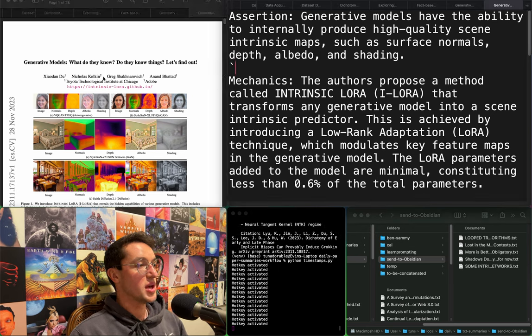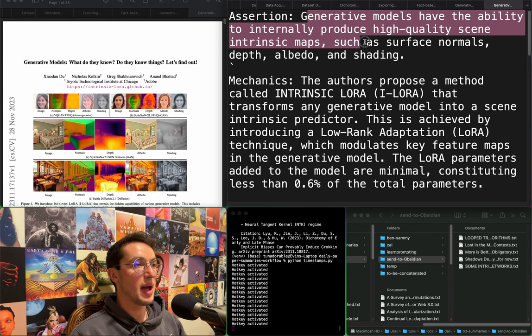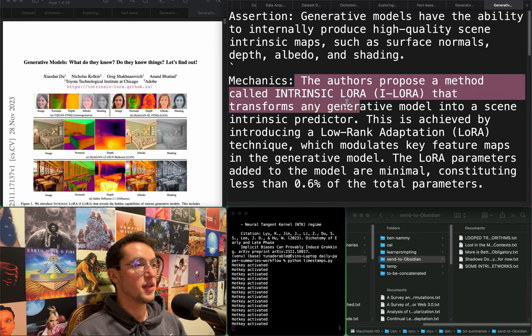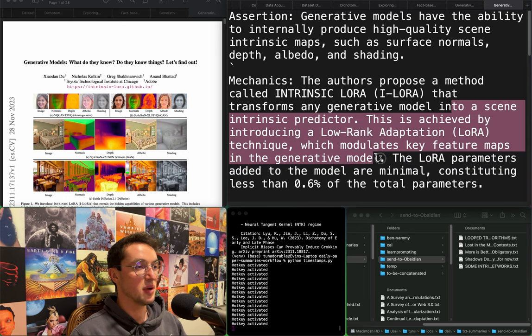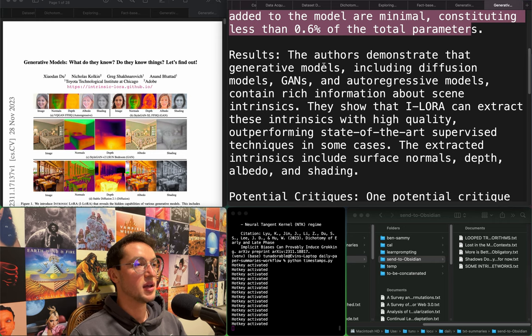Generative models. What do they know? Do they know things? Let's find out. They have the ability to internally produce high-quality scene intrinsic maps, such as surface normals, depth, albedo, and shading. Propose a method called intrinsic LoRA that transforms any generative model into a scene intrinsic predictor. This is achieved by introducing a low-rank adaptation technique which modulates key feature maps in the generative model. LoRA parameters added to the model are minimal, constituting less than 0.6% of the total parameters.